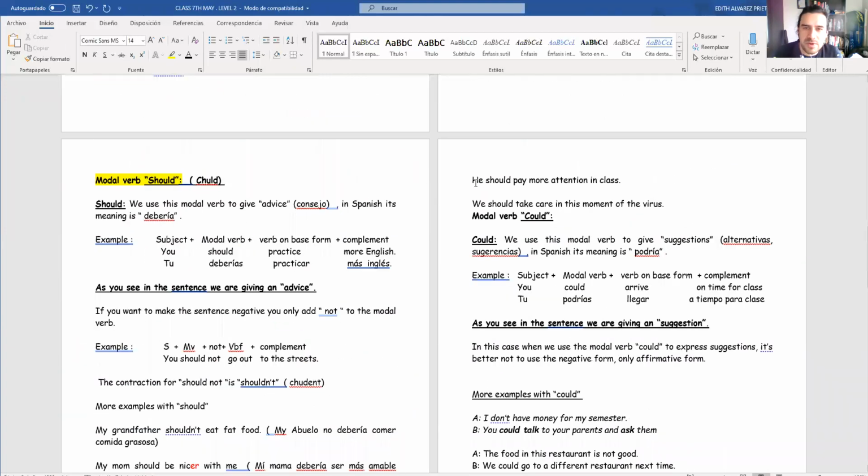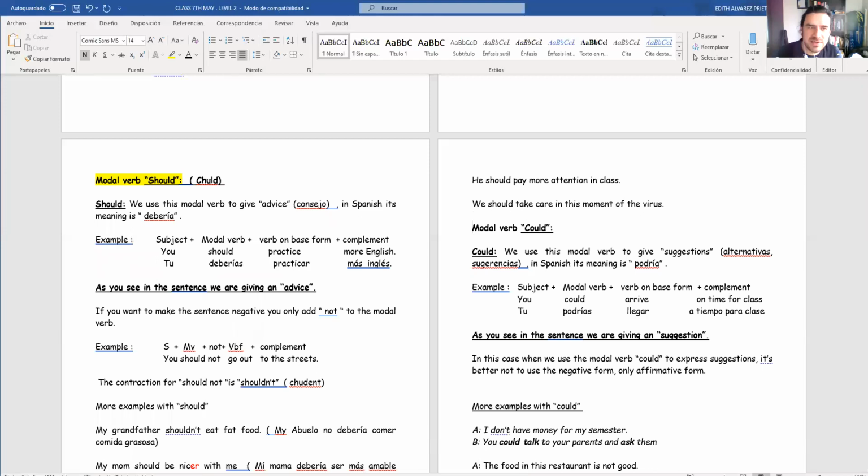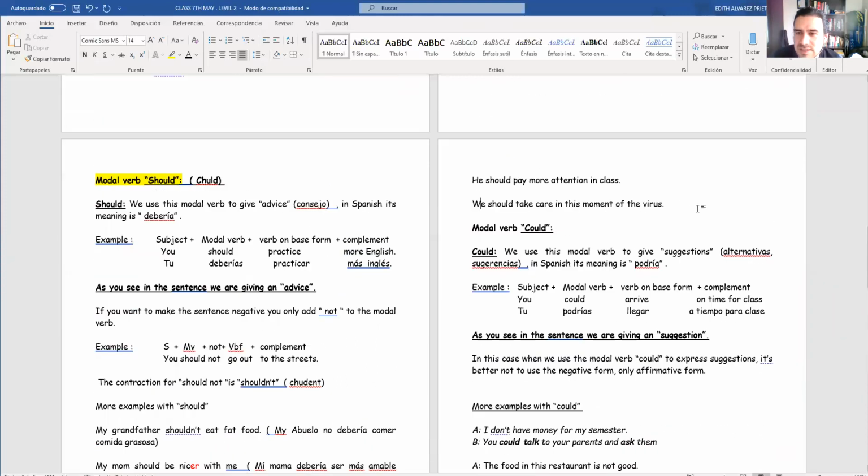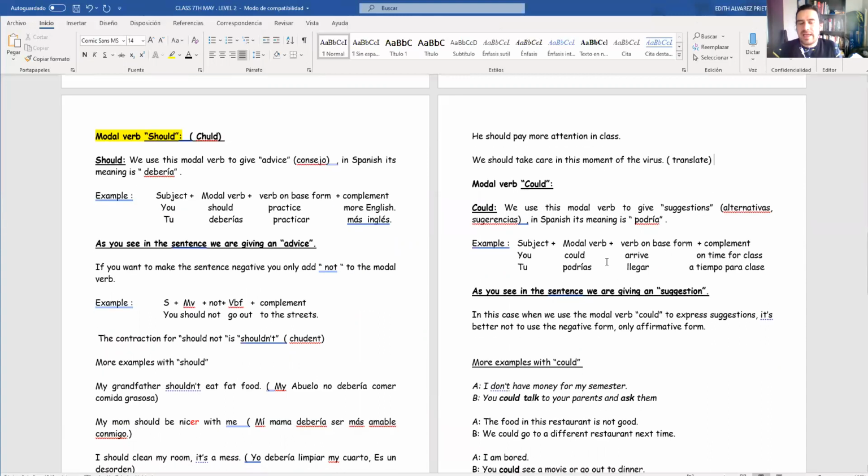The last example, he should pay more attention in class. Él debería prestar más atención en clase. ¿No? And the last example, we should take care in this moment of the virus. Entonces, estas sí las dejo para que ustedes las hagan. All right. We are going to check now the use of the second modal verb, which is could.